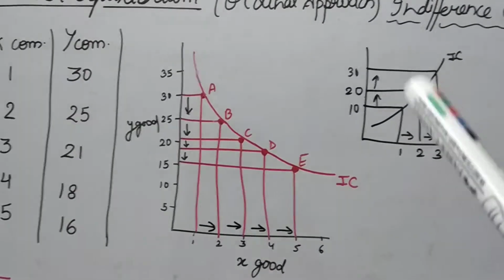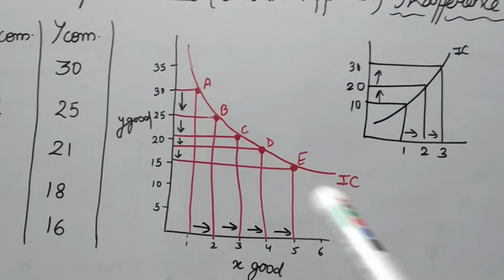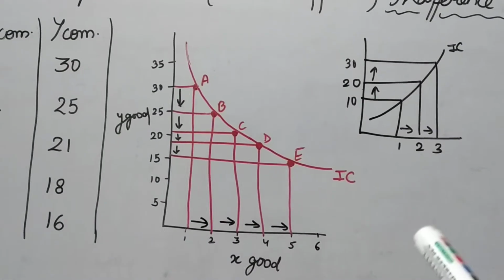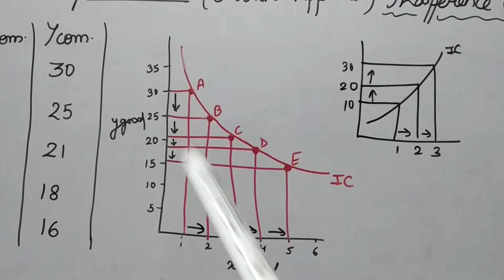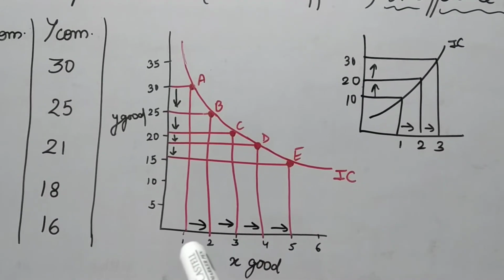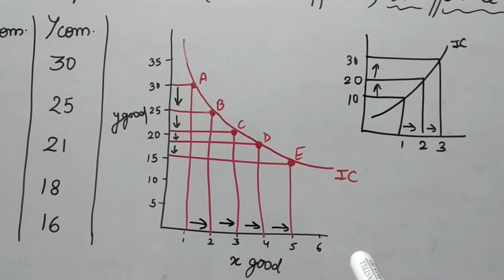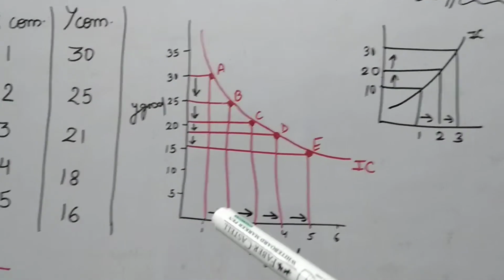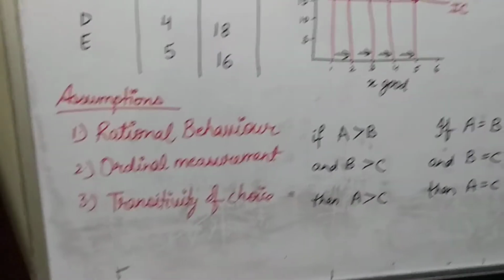And listen, for whatever curve we are going to read in economics, there is a reason behind each and every shape. Why is it downward sloping? Because if the consumer wants to increase the consumption of one commodity, he has to reduce the consumption of the other commodity. This is the reason. Now let's come to a few assumptions.